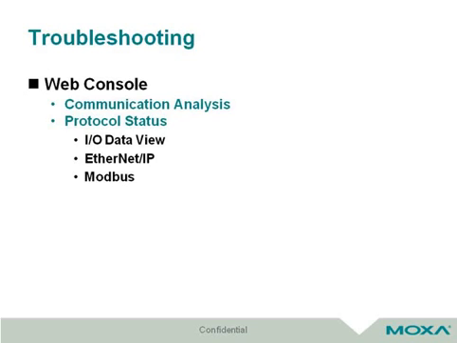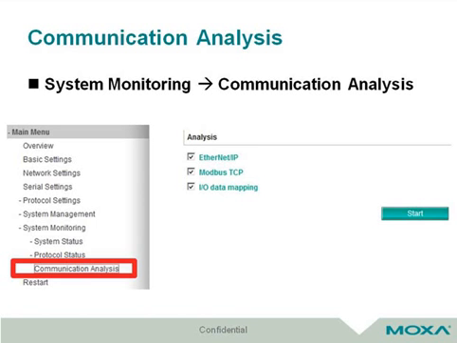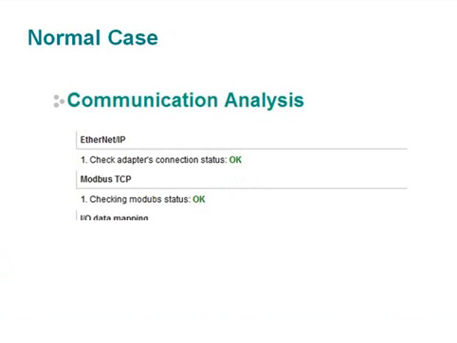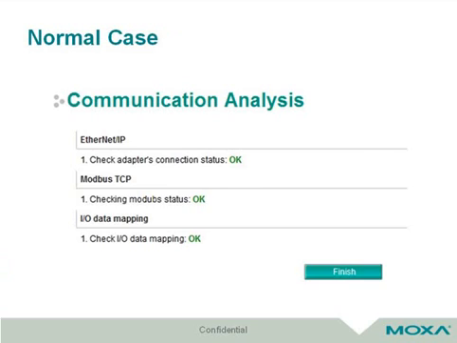You can enter the web console of MGate. There are two tools that can help you with troubleshooting: communication analysis and protocol status. You can use the tool by following the page. For communication analysis, you can check the port you would like to analyze, then press the Start icon. Wait for a few seconds. It will show the result on the screen.